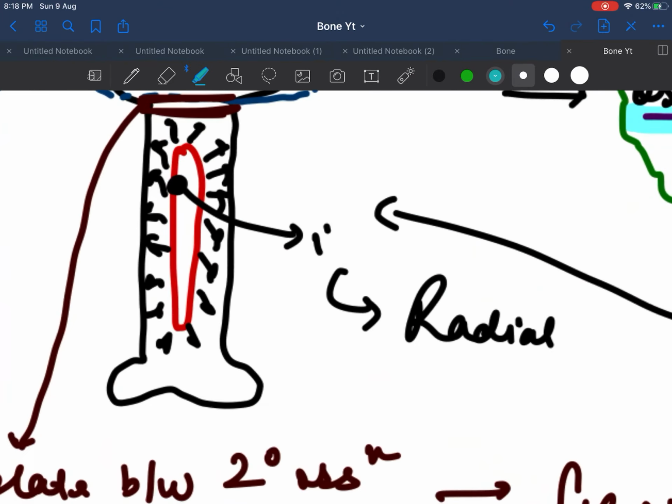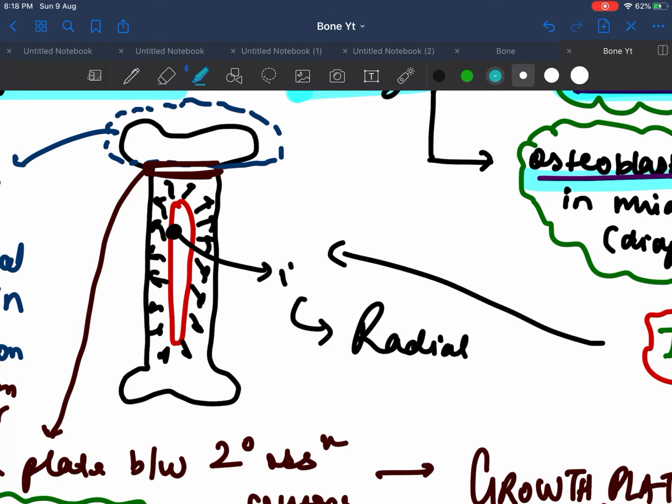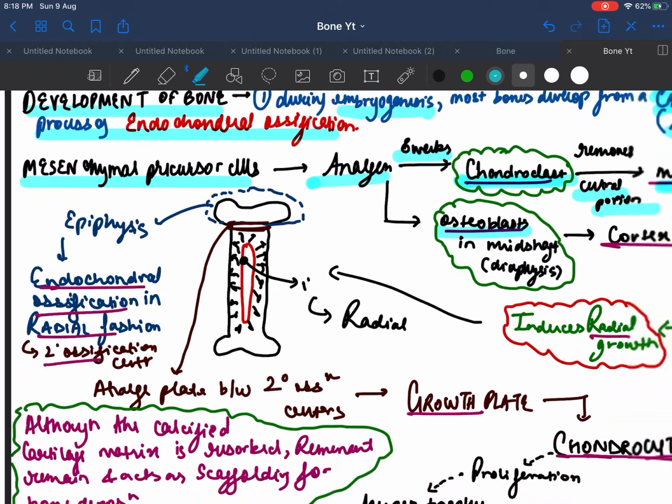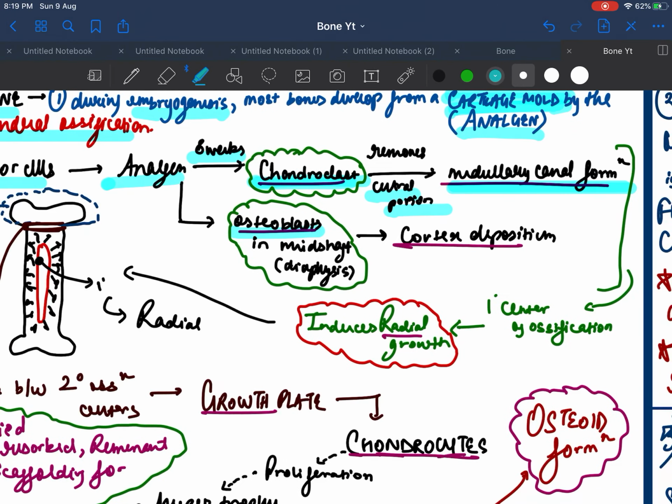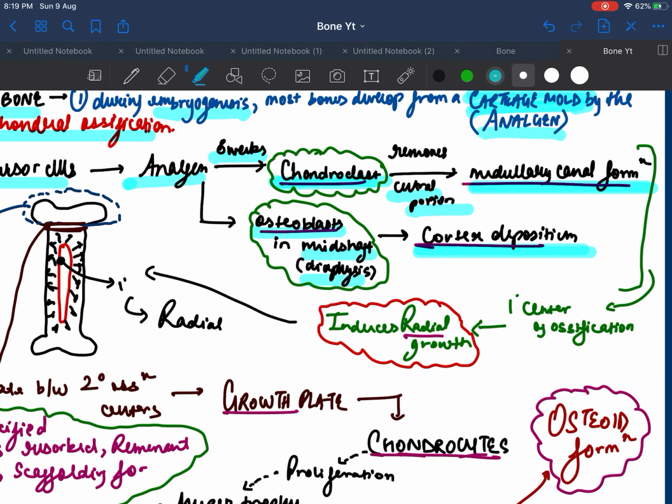In the beginning, I showed you the basic structure of the bone, and you must remember that this red area is actually your medullary cavity, which will in future host the bone marrow. Now, the osteoblasts in the mid shaft, also known as the diaphysis, will lead to the formation of the cortex. So the medullary cavity, the canal, is formed by the chondroclast, that is the cartilage eating cells, and the osteoblasts in the mid shaft, or diaphysis, will lead to cortex deposition.